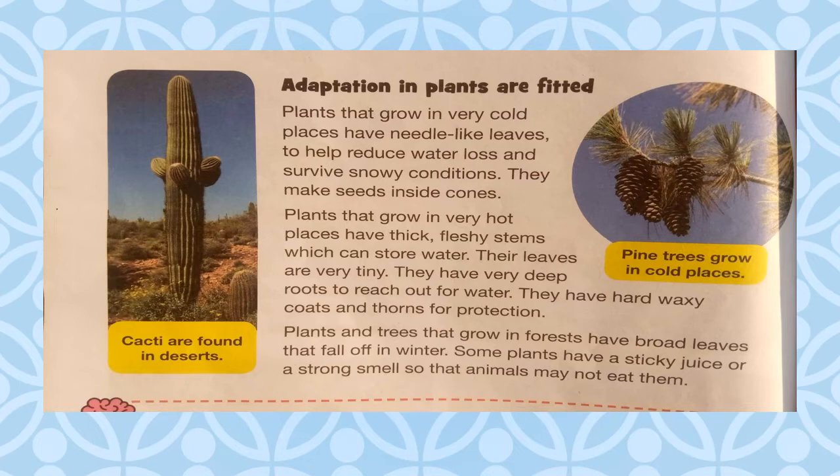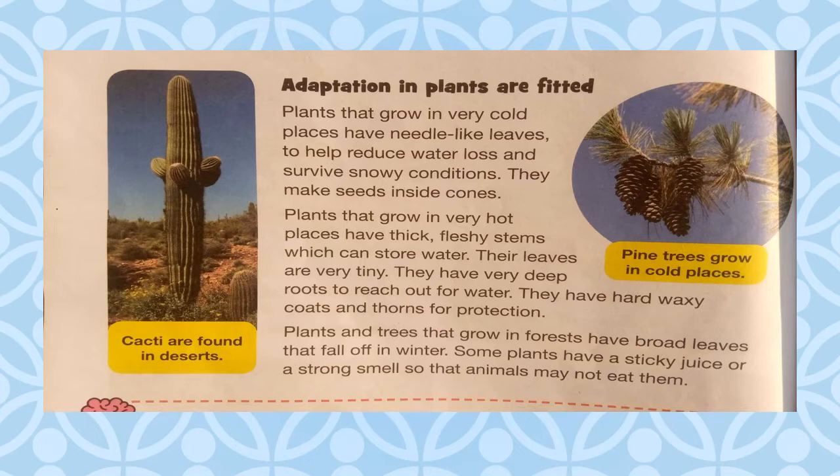Plants that grow in very hot places have thick fleshy stems which can store water. Their leaves are very tiny. They have very deep roots to reach out for water. They have hard, waxy coats and thorns for protection.